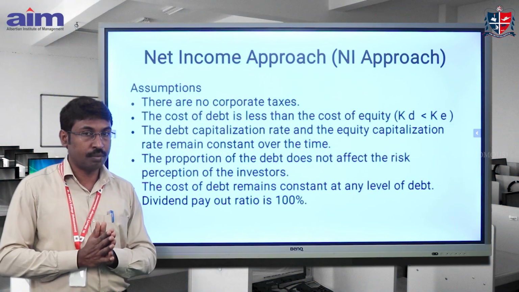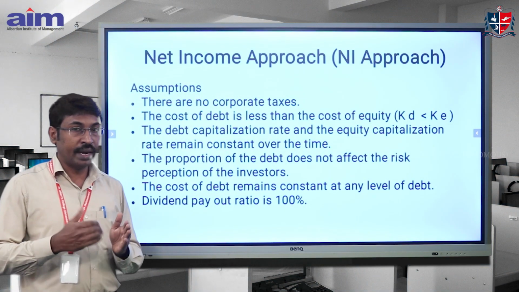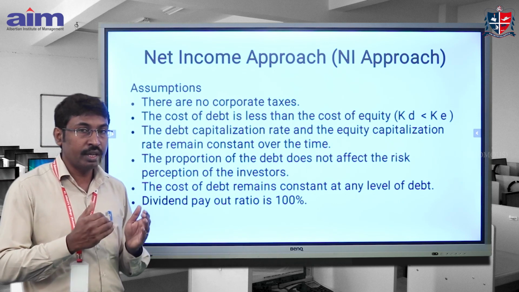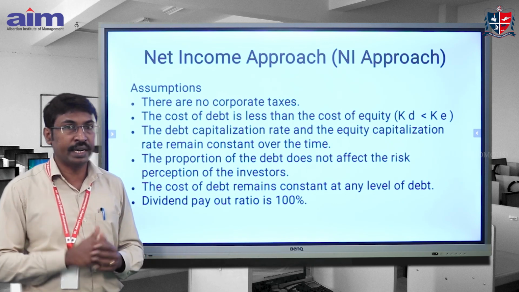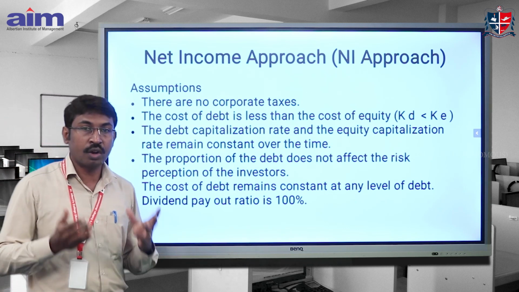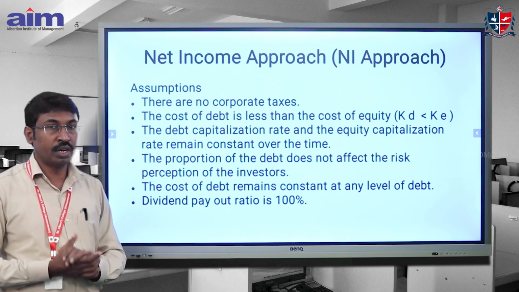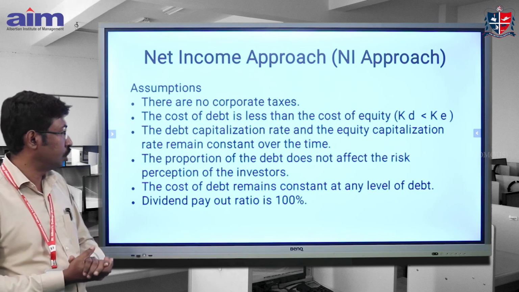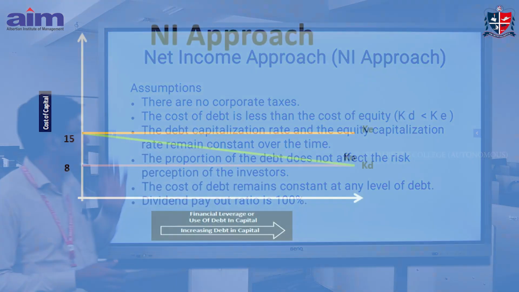So we always know KD, or cost of debt. We use KD for cost of debt and KE for cost of equity. And the next assumption is that whatever the earnings are, they will be distributed among shareholders. This is another assumption for arguing this theory.